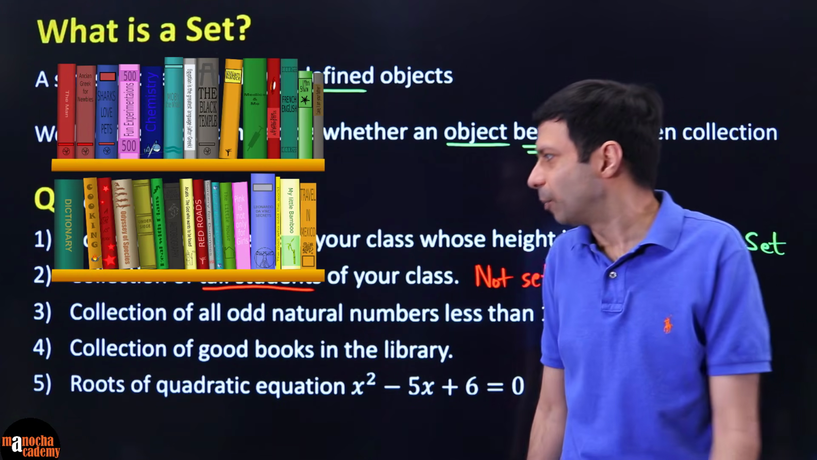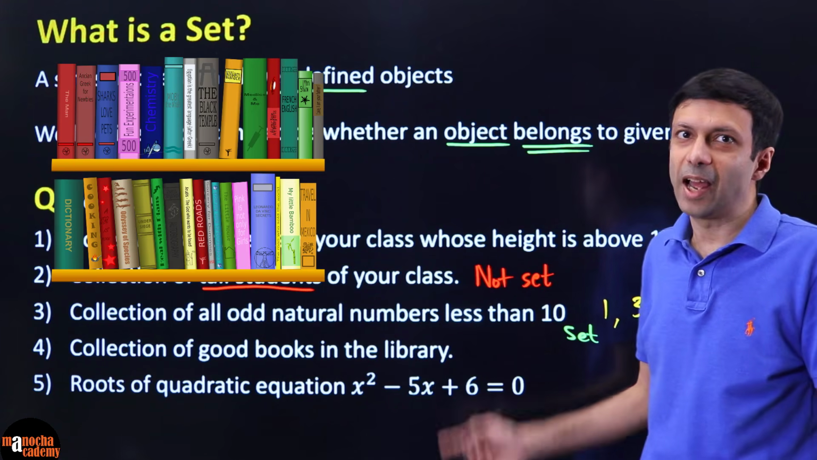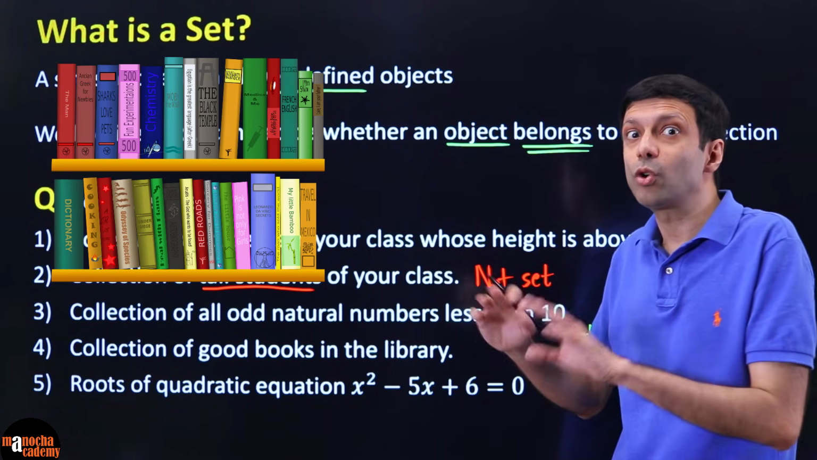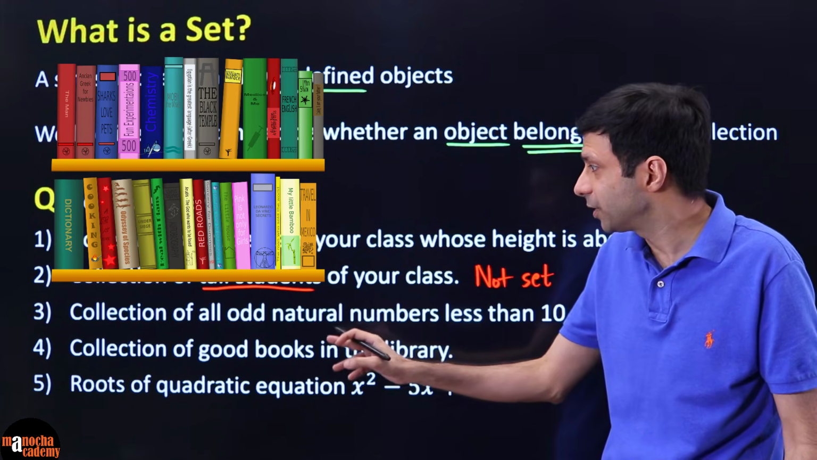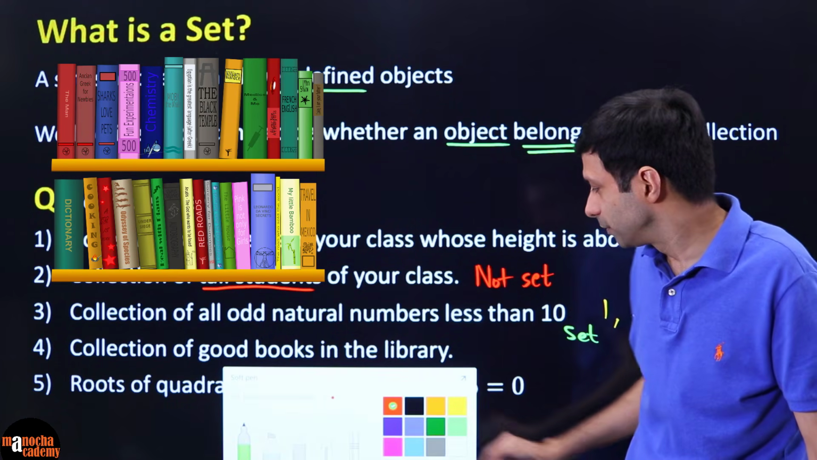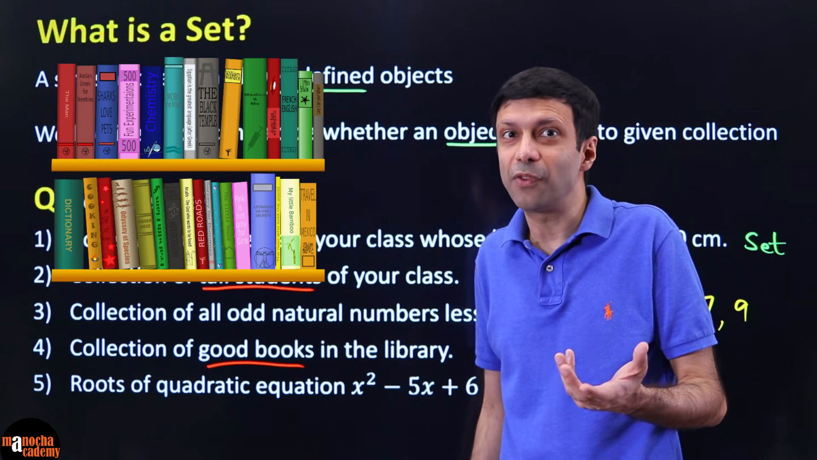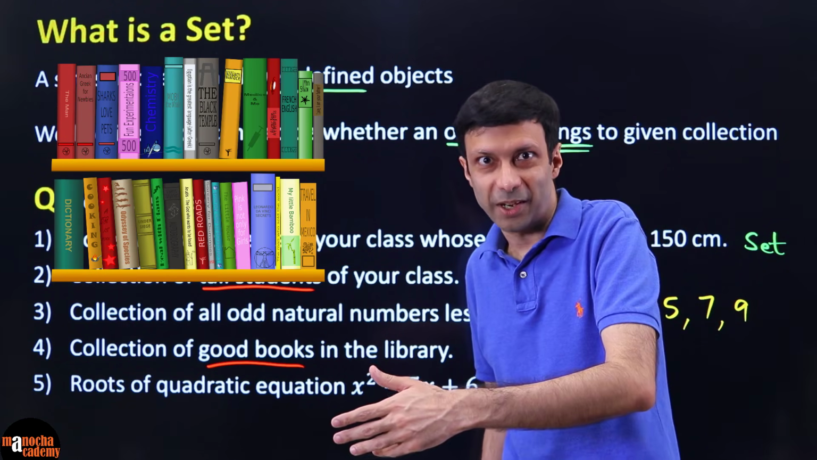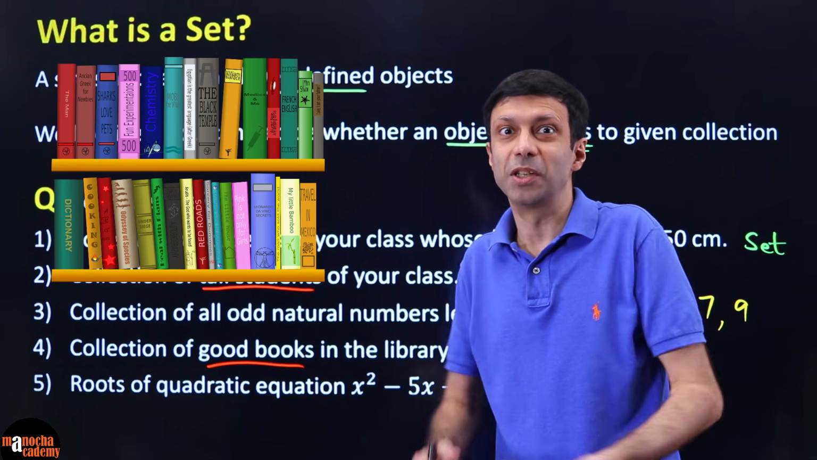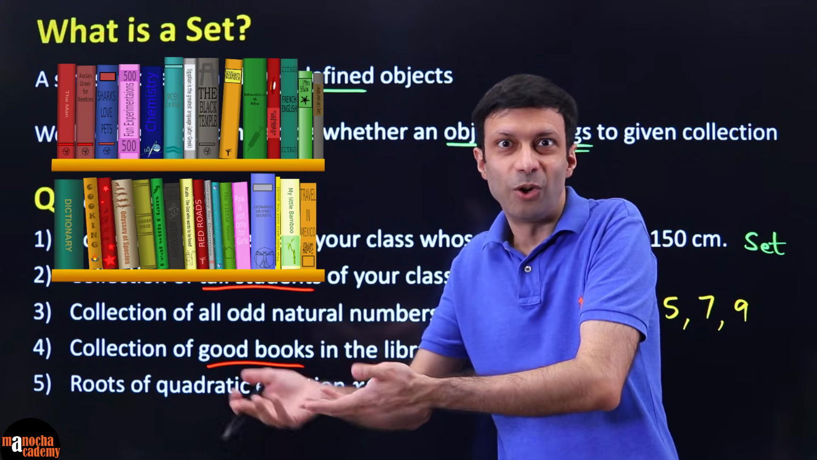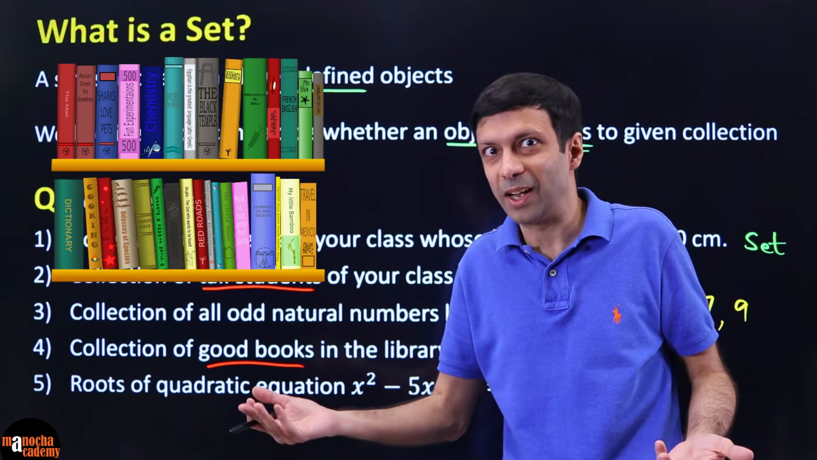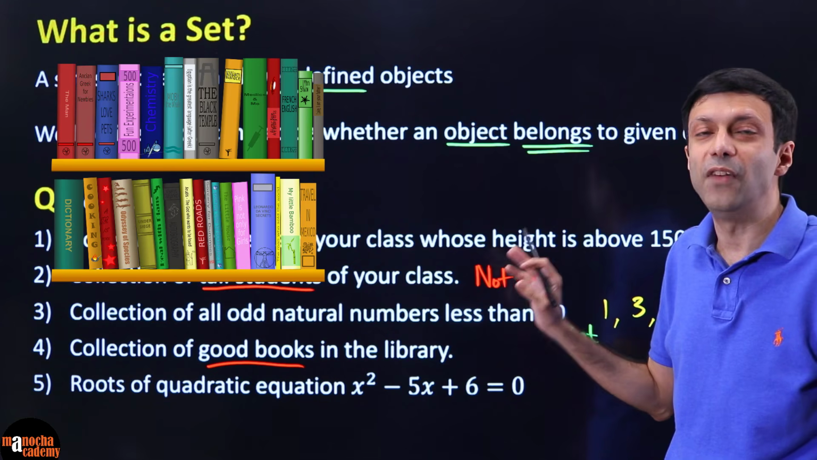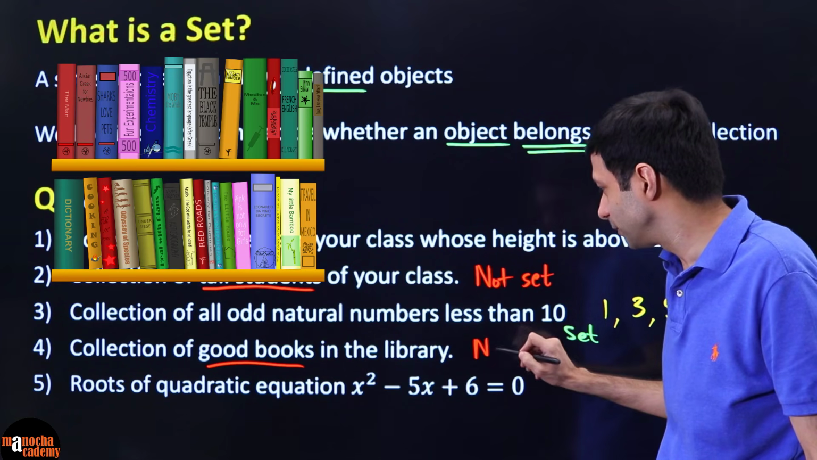How about the next example? Collection of good books in the library. Is this a set? See, here we are not talking about all the books. That could be a set. We are saying good books. Again, you can see this is not well defined because you may like a book, your friend may not like it, right? Let's say you like the Harry Potter book, but somebody may say, I don't like that one. Or I like this detective book, somebody may not like it. He may say this is not a good book. So again, this is not well defined. This is not a set.